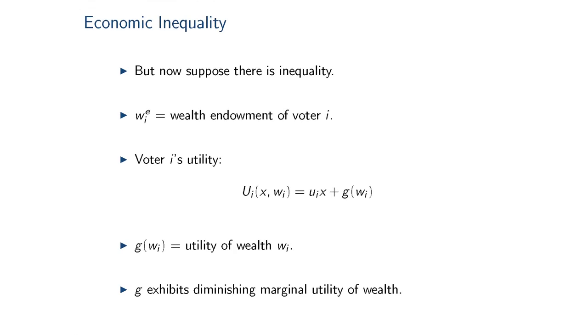Okay, so what we want to bring into this is the possibility that voters are unequal with respect to each other. So let's suppose that we have some inequality, okay? And W_i is the wealth endowment of voter i, okay? And the voter's utility is split into 2 components. First there's u_i times x. That's their utility from the outcome. Remember, x is equal to either 0 or 1. So if x is equal to 0, it's 0, like in our normalization. And if it's equal to 1, then it's u_i. And then the second part of the utility is their utility of wealth. Okay, so g of w_i is the utility that you get from holding wealth w_i. And the one thing that we're going to assume is that this exhibits a diminishing marginal utility of wealth.